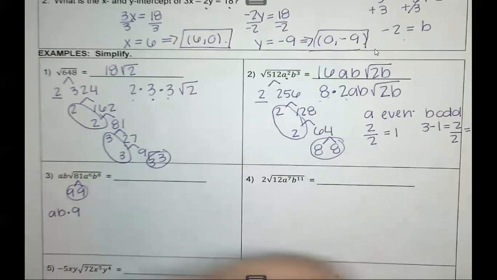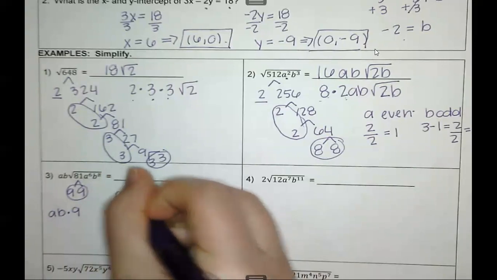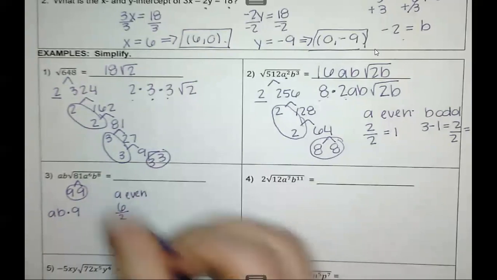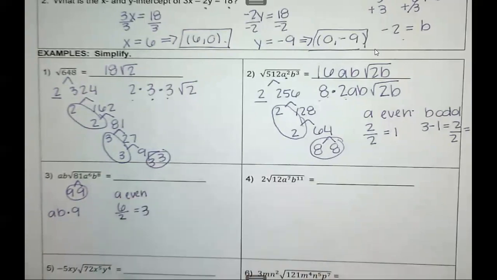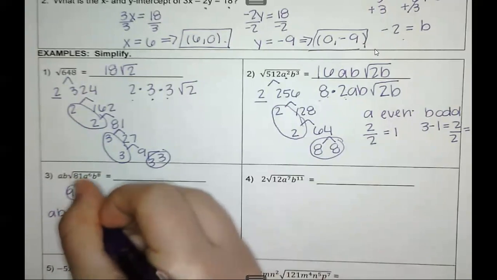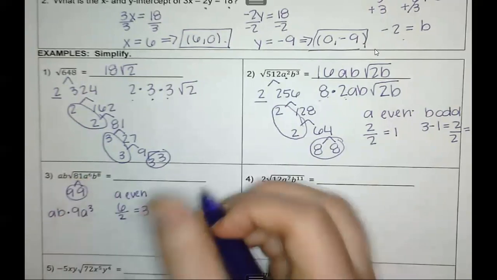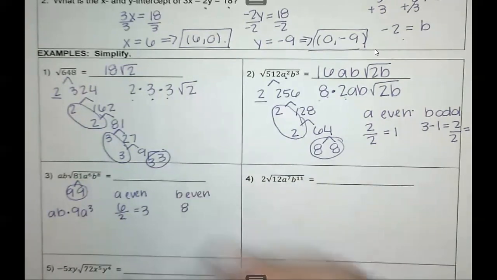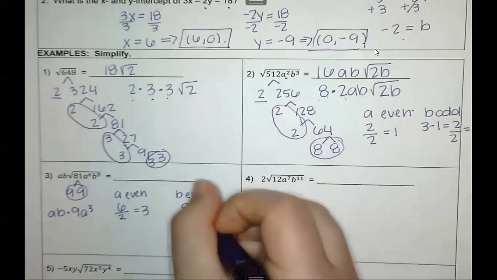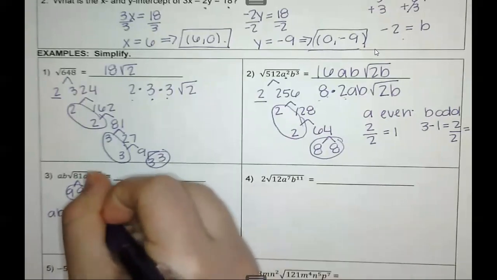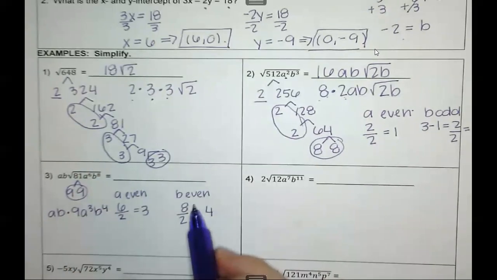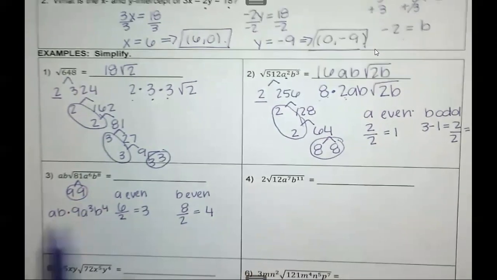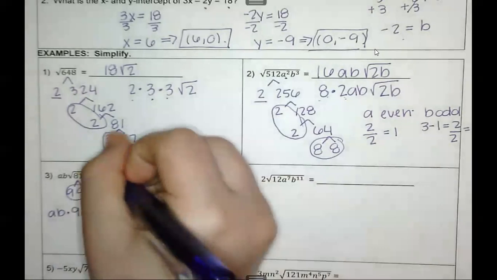Now we're going to take care of our variables. So A has an exponent of 6, which is even. For evens, we just divide by 2. So I'm going to get to pull out an A to the third. All right, and then for B, my exponent is also even, 8. Again, we just divide by 2. So I get to pull out a B to the fourth. Because these were both even, we have nothing left under the square root. So I'm just going to multiply all of this together. So the only number I have is 9.